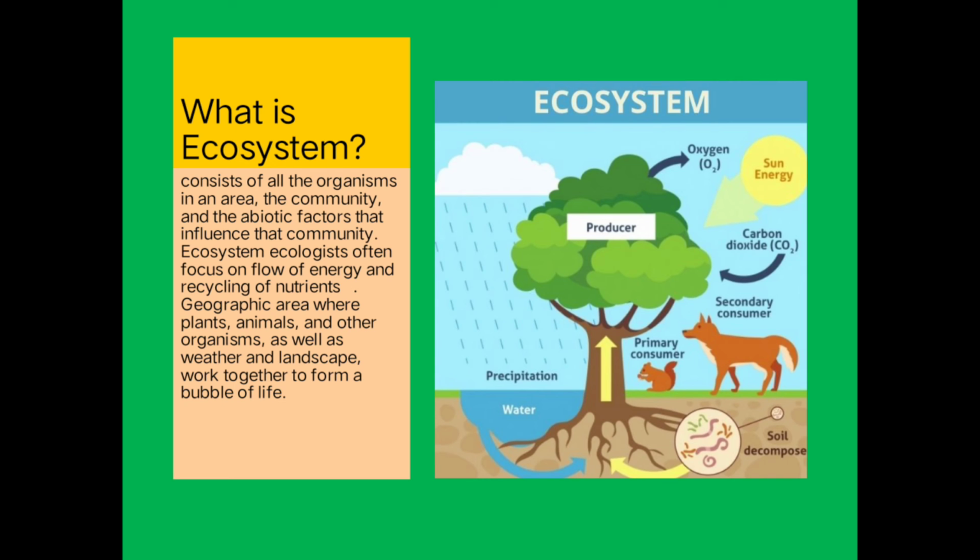As we all know, ecosystem consists of all the organisms in an area, the community and the abiotic factors that influence the community. Ecosystem ecologists often focus on flow of energy and recycling of nutrients, geographic area where plants, animals, and other organisms as well as weather and landscape work together to form a bubble of life.